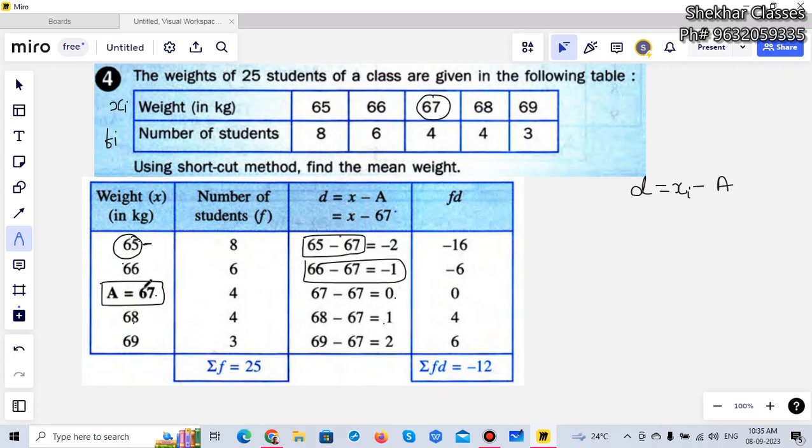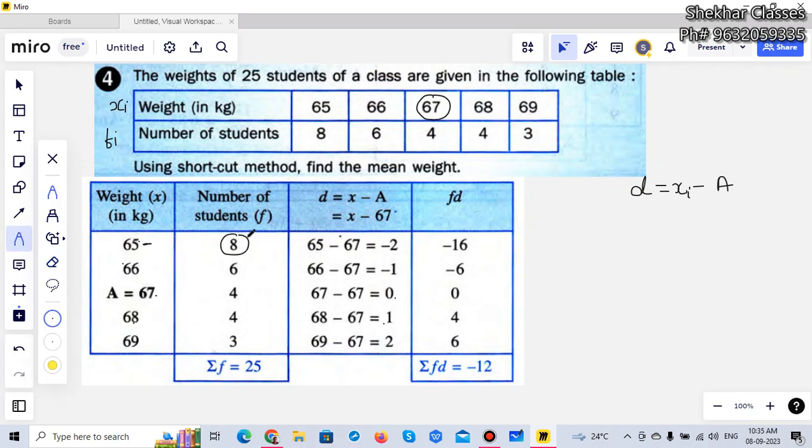Now whatever we have got has to be multiplied by the frequency. What is the frequency? The frequency is 8. So 8 into minus 2. So this is frequency into deviation. Once we have got the deviation, we multiply the deviation by the frequency. 8 into minus 2 is minus 16. 6 into minus 1 is minus 6. 4 into 0 is 0. 4 into 1 is 4. And 3 into 2 is 6. Now we will add them up. When we add, considering the sign also, we get minus 12.